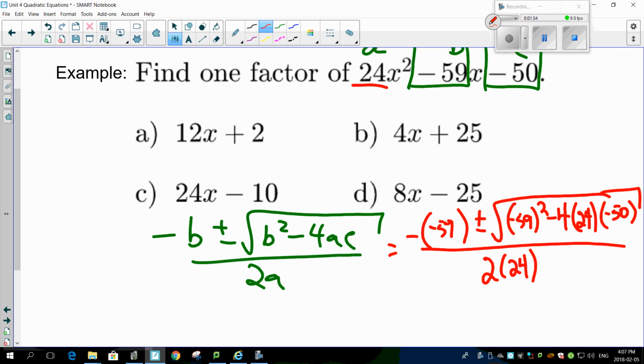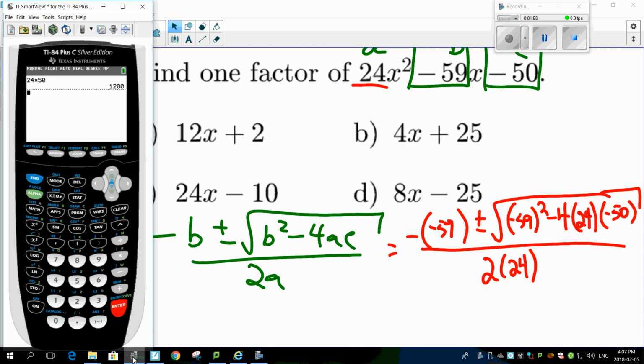Oh my goodness. Let's figure out what's under the radical sign first. So let's bring up the calculator. Clear, clear, clear. Okay. So minus 59 squared. We're going to put that in brackets. Minus 59 bracket squared minus 4 times 24 times minus 50. Holy smokes, that's a huge number. Boy, is that ever ugly.